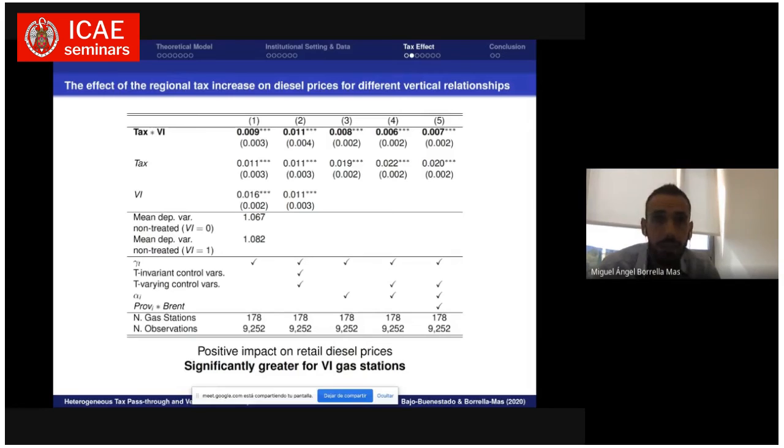If the tax change was exactly 2.904 cents, our estimates imply an increase of 2.13 cents for independent gas stations, and an additional 0.76 cents for vertically integrated gas stations. And the bottom line here is that we have a positive impact on retail diesel prices, but with a significantly greater effect for vertically integrated gas stations.